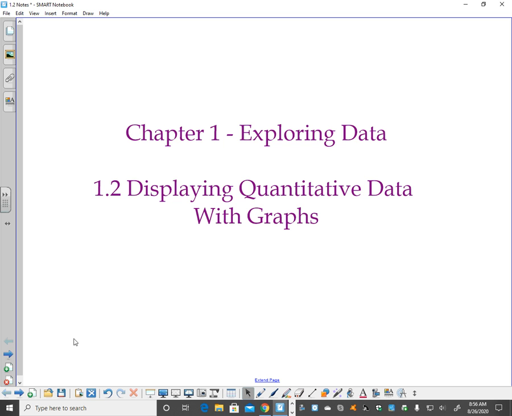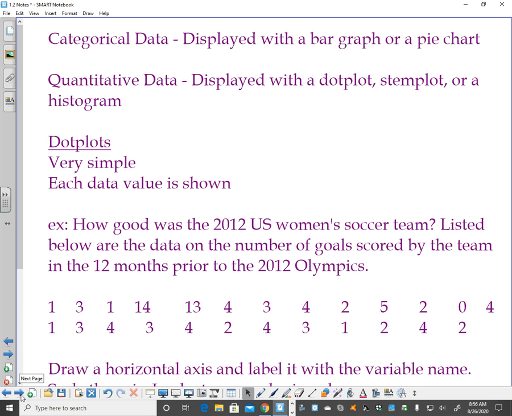So today we're switching gears to quantitative data. If you'll remember, quantitative data is data where you're collecting numbers as your data, and it would make sense to find an average of those numbers. Okay, so categorical data is displayed with a bar graph or a pie chart. Remember, on a bar graph, the bars do not touch, because we're going to talk about a different graph today that kind of looks like a bar graph, but it's not. So make sure you know the difference.